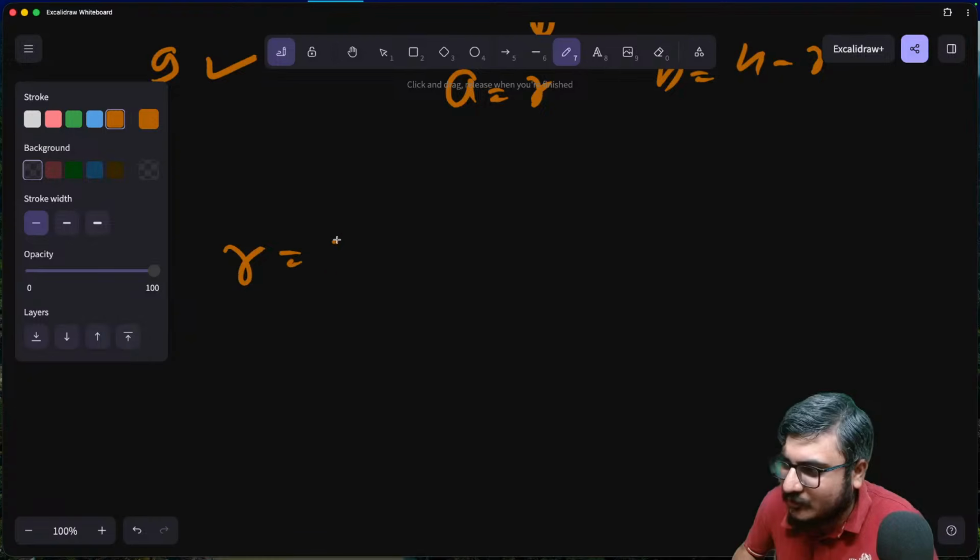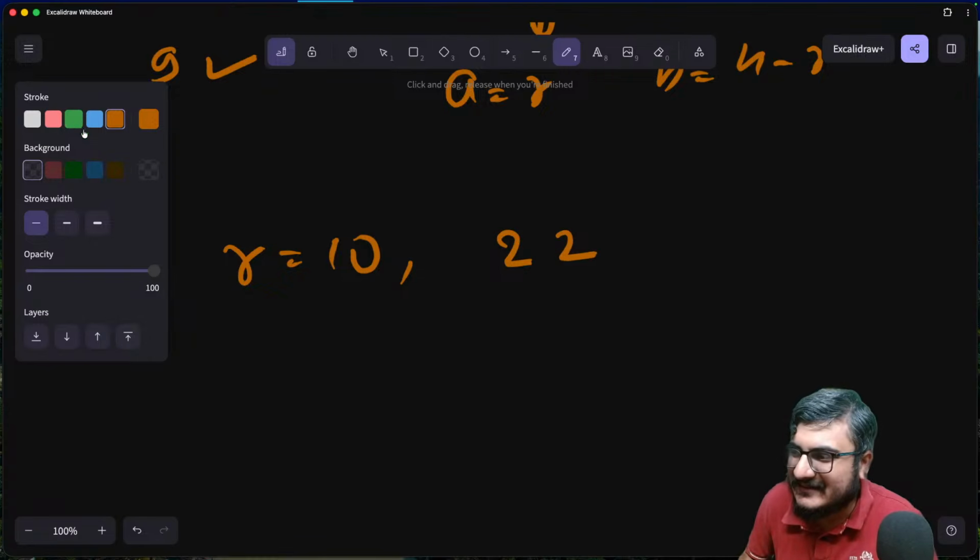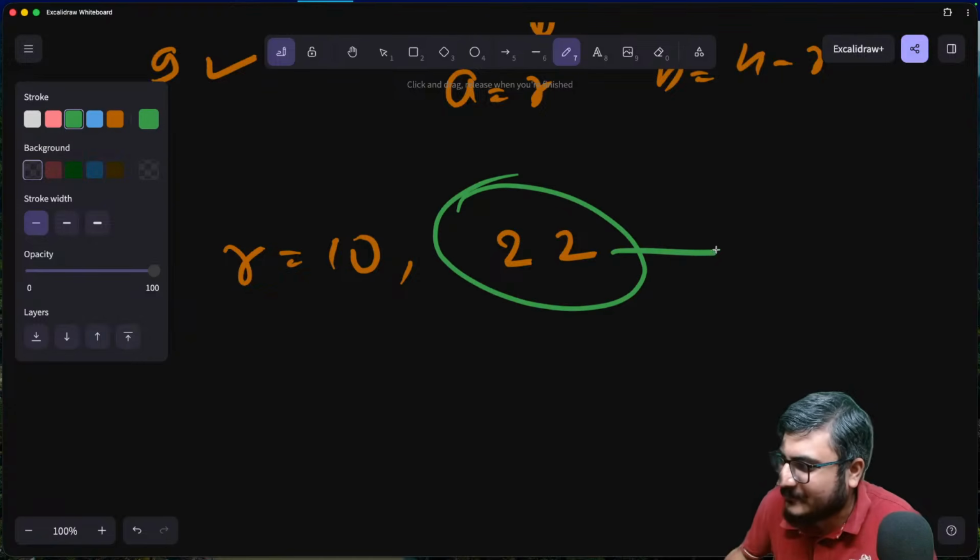When we have r equal to 10, the next possible choice we have is 22. And the idea is, 22 is also a palindrome.